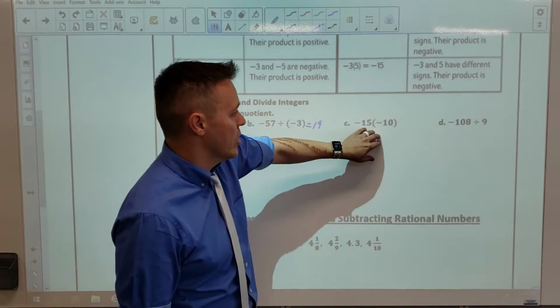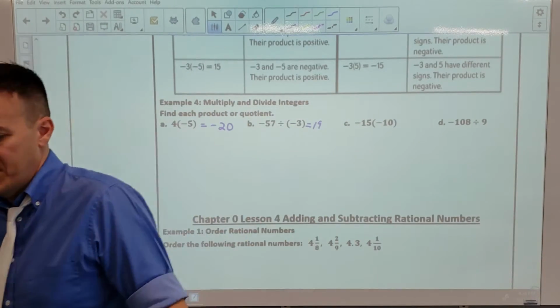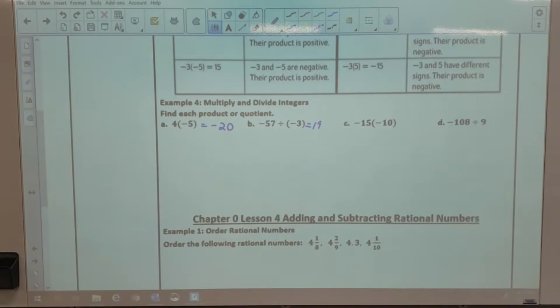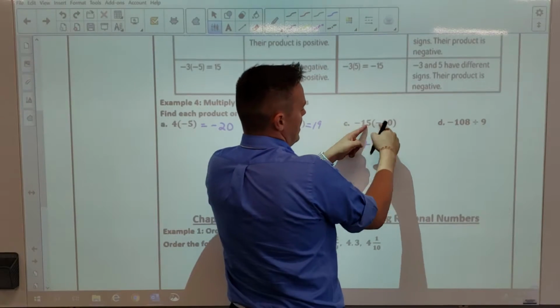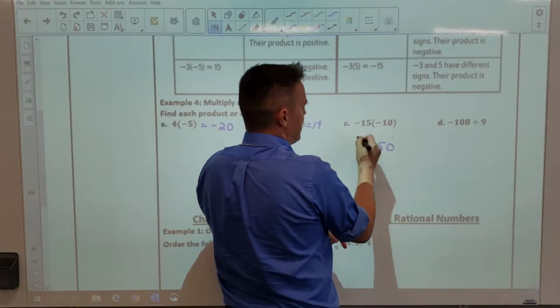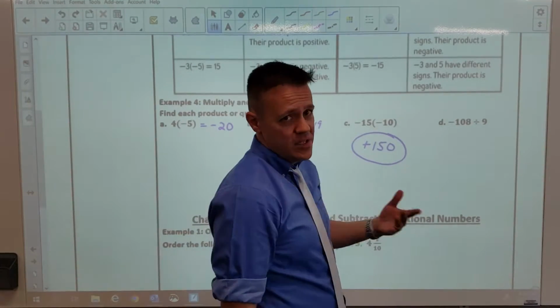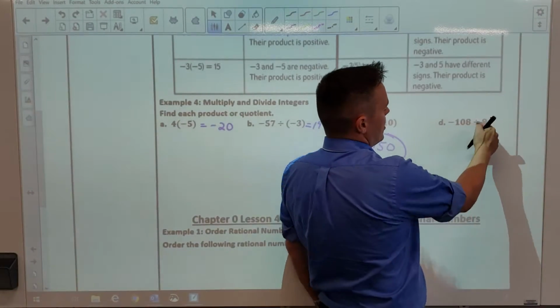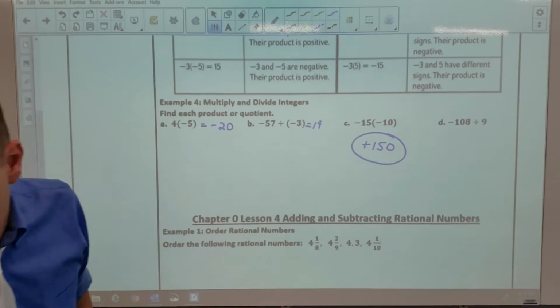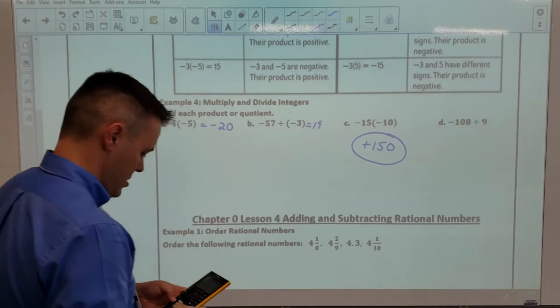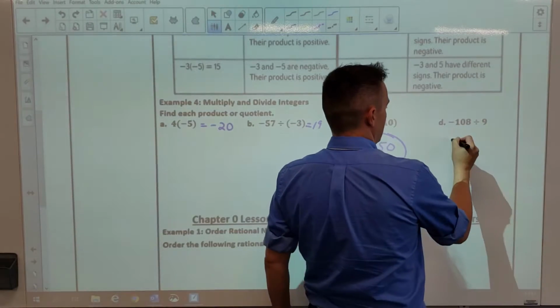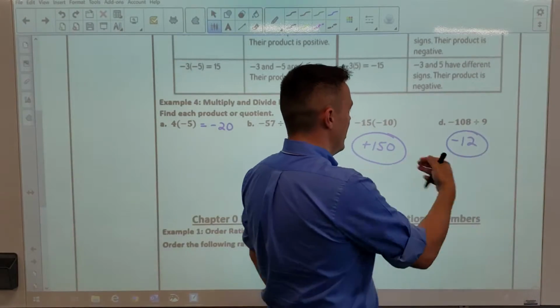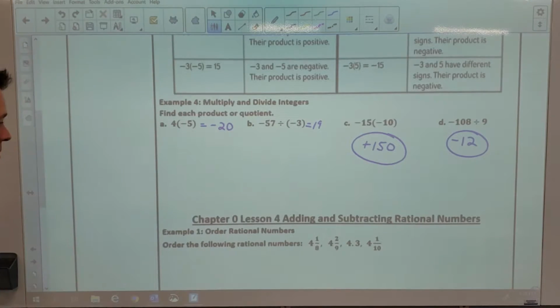So what I want you to do is work on C and D and tell me what the answers are. A negative times a negative turns it into a positive, and that would be 150. Now I put a plus there, you don't have to put that there. It's just something I'm doing. Negative 108 divided by 9 comes out to be negative 12. So there are the aspects that you go through in the setup.